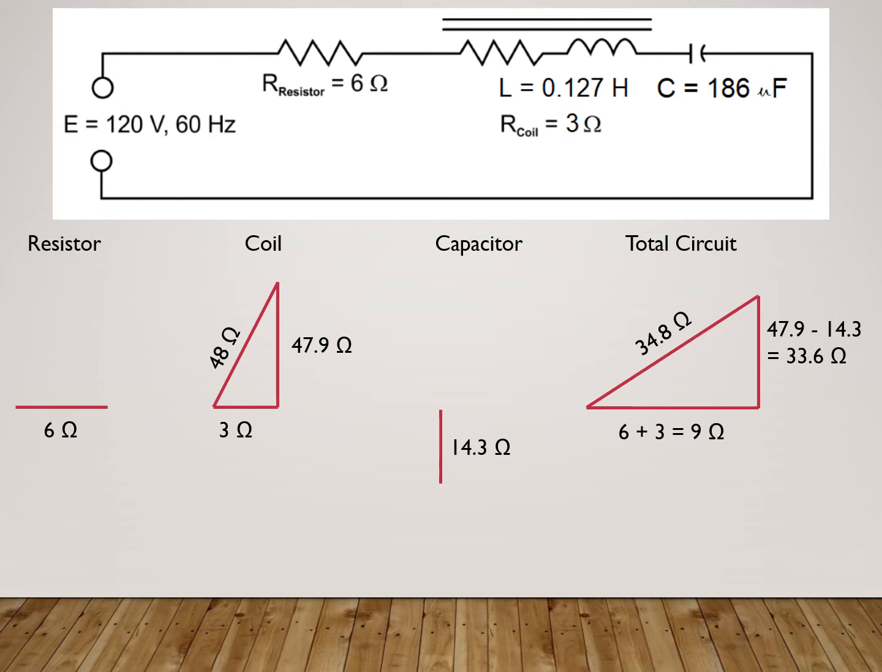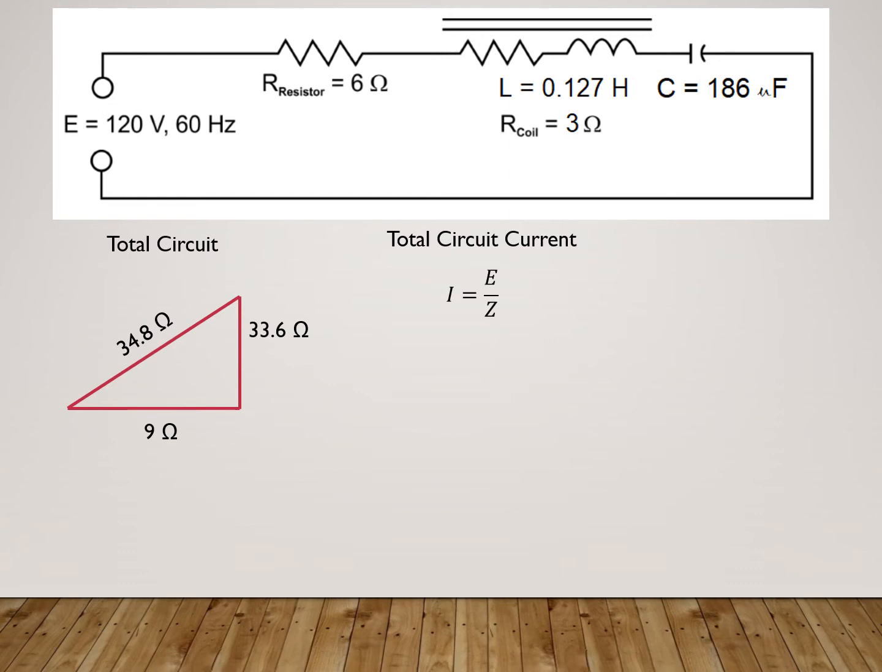Remember that the impedance of the coil has nothing to do with the total impedance of the circuit. I need to make sure I'm using my horizontal and my vertical values in order to figure that out. The reason they're not associated is because they're at different angles, so I cannot use one directly on the other.